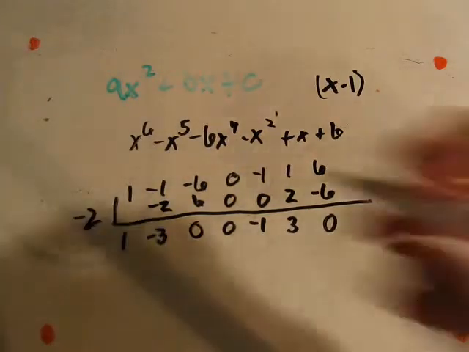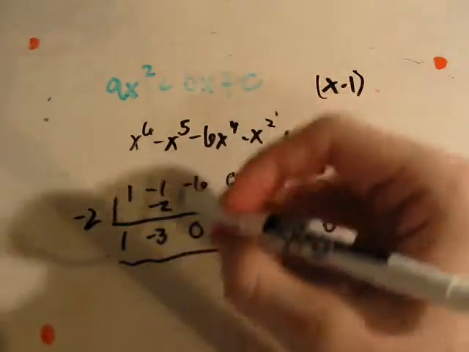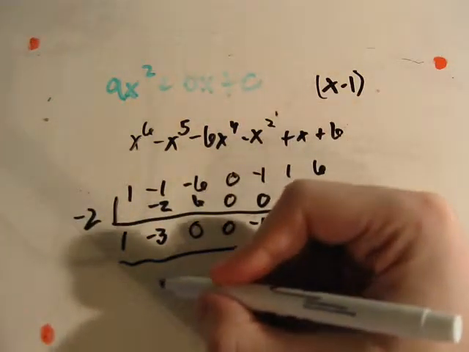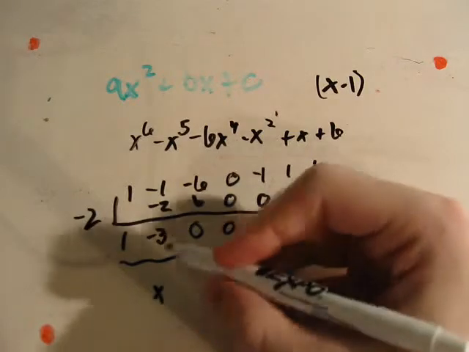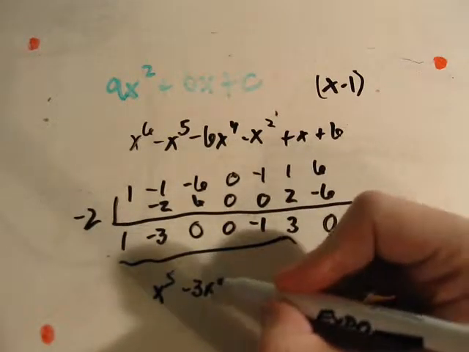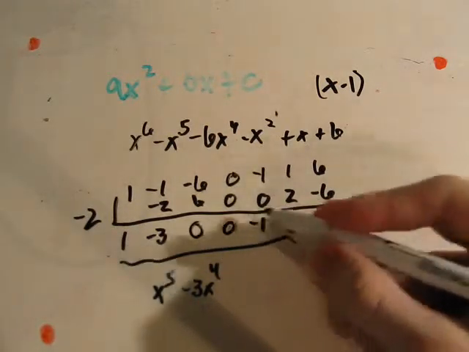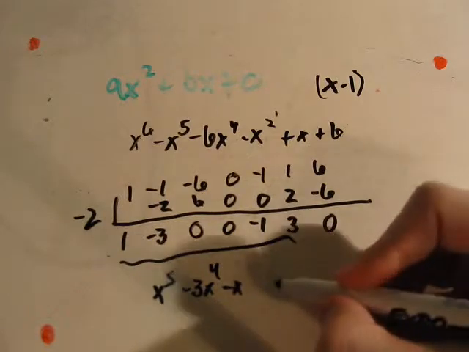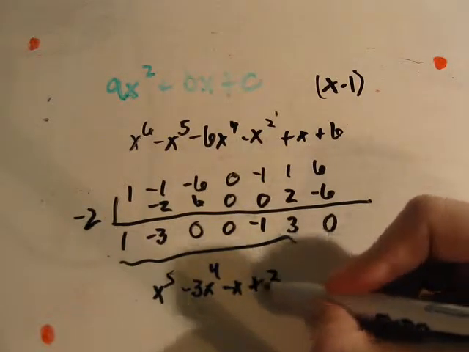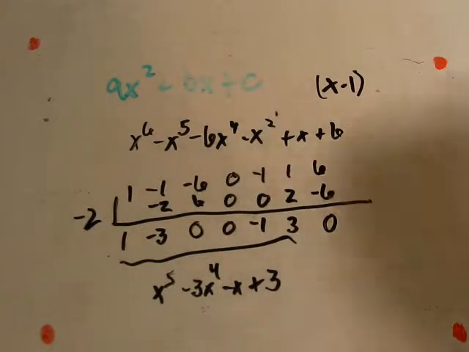And then we take this set here, and it's our new coefficients. So that's x to the 5th, -3x to the 4th, no x to the third or squared, negative x plus 3. So that is our new polynomial.